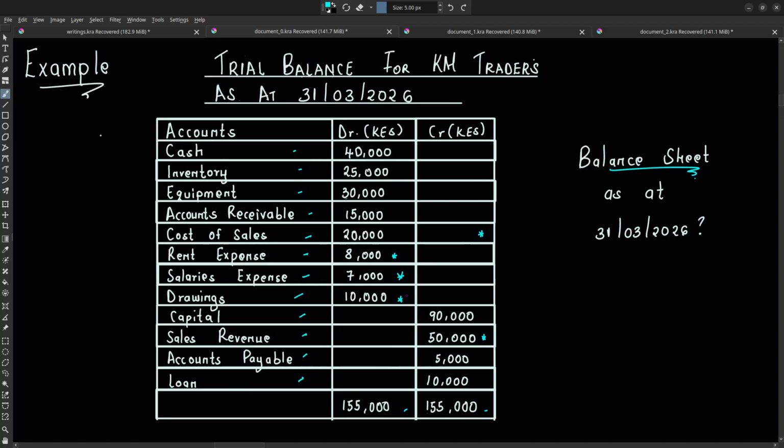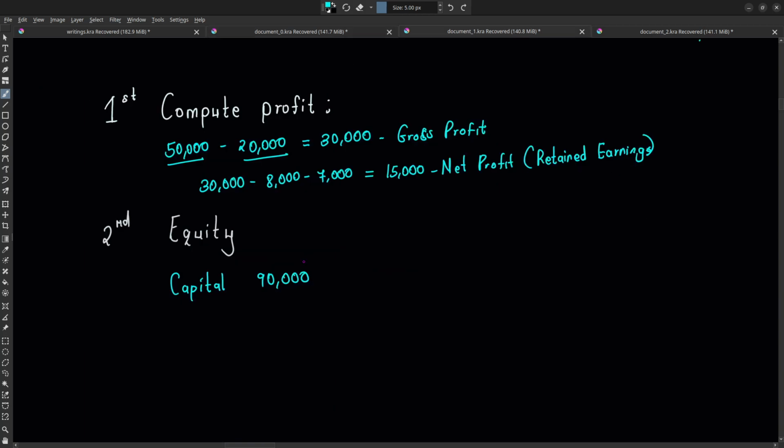So we need drawings, which is what the owner of the business withdraws from the business. Drawings will always reduce the owner's capital. So let us reduce that. 90,000, our new capital will be 90,000 minus 10,000. So we are going to have 80,000. And now our retained earnings, which also forms part of the capital, is going to be 15,000. Now let us go to the balance sheet.